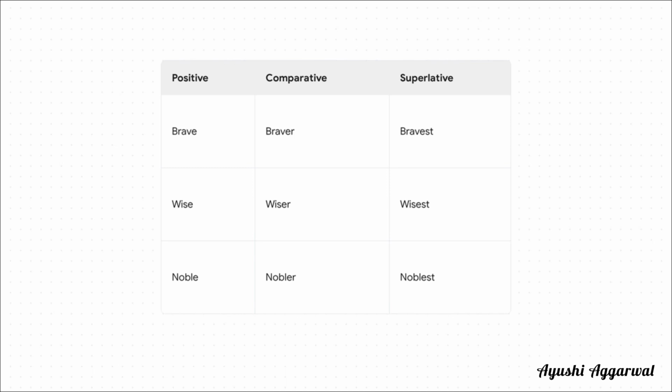Now, what if the word already ends in E? Well, your job gets even easier. You just have to add an R or an ST. So brave becomes braver. Okay, pay close attention to this next one because this is where a lot of spelling mistakes happen in exams. If you have a short vowel right before that final consonant, you have to double that consonant. So big becomes B-I-G-G-E-R.